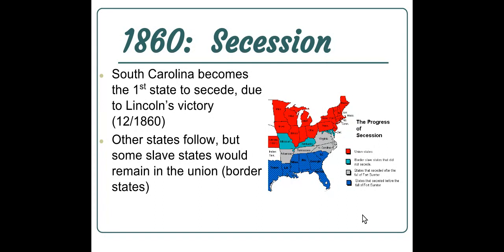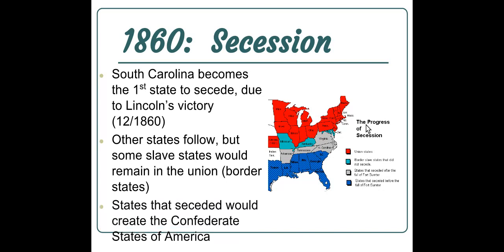Soon after, other states are going to follow. But there are going to be some slave states, represented by the blue right here, that are going to remain in the Union. These are going to be our border states. Now, West Virginia is actually going to secede from Virginia, and they're going to form their new state and stay with the Union. But you can kind of see the progression of the secession. It was kind of this domino theory. It only really took one state before other southern states were going to follow. So the states that seceded from the Union are going to make a separate nation, the Confederate States of America.